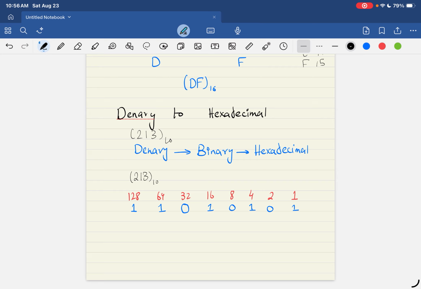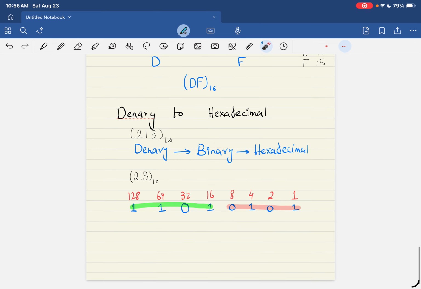Once you have the binary representation of that, the next thing you need to do is take the binary representation and partition it into two groups of 4 bits. So this is the first group, and this is the next group that we have. You take the two groups and you individually convert each one of them to hexadecimal. So this is the step of converting from binary to hexadecimal.